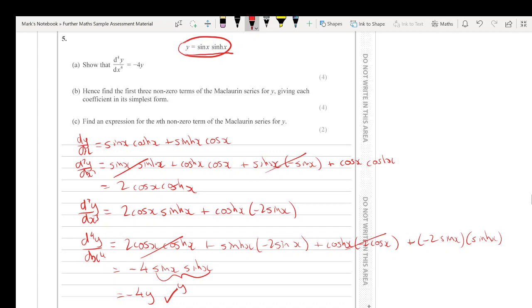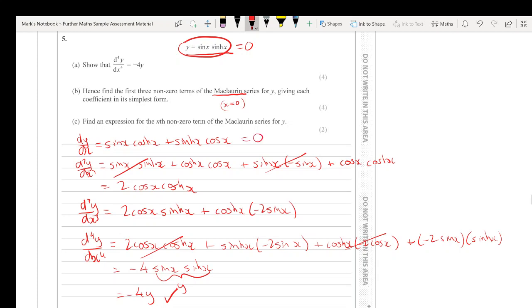Right, 5 part B, hence find the first 3 non-zero terms in the Maclaurin series, giving your coefficient in its simplest form. Okay, so non-zero terms, when you use the Maclaurin series, you're substituting in the value of x equals 0 into all the values. So if you put in 0 into y, you will get 0 out, because there's a sine 0 in there. If you put 0 into dy dx, you will get a 0, because sine is 0, and also sinh x would be 0, so that would also give you a 0.